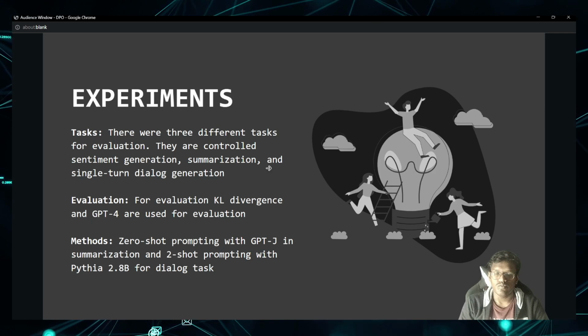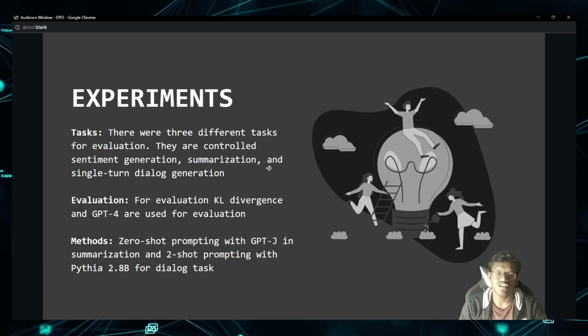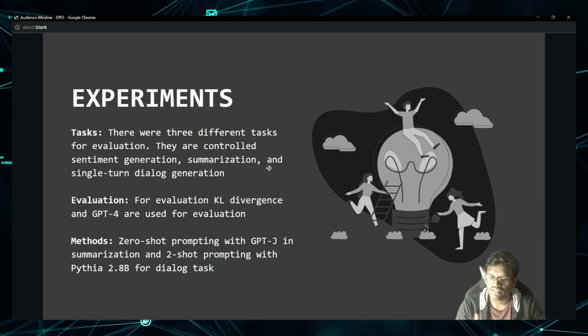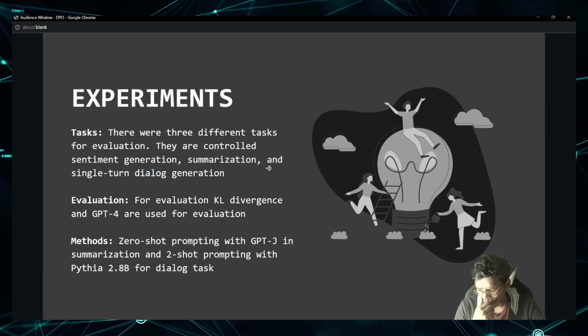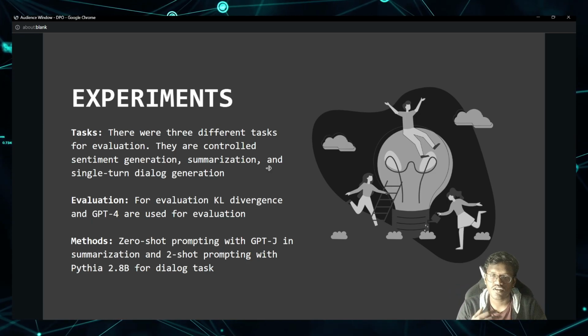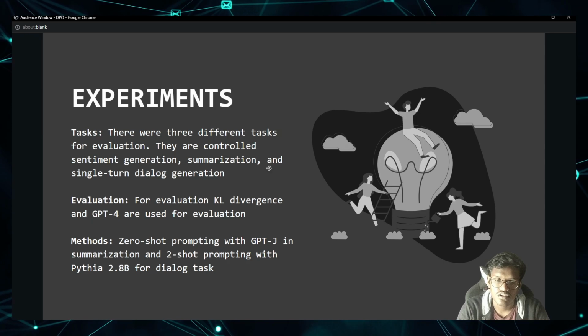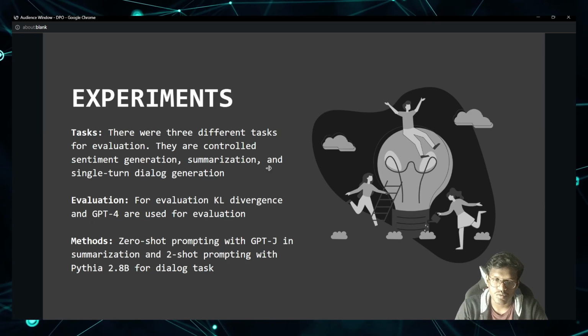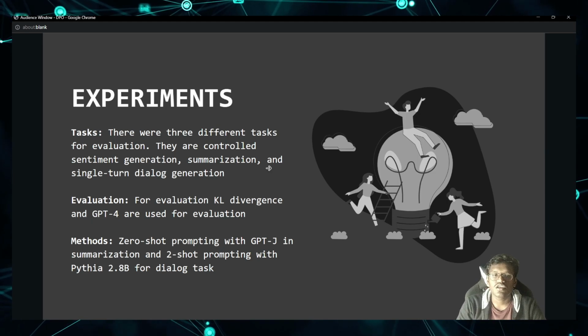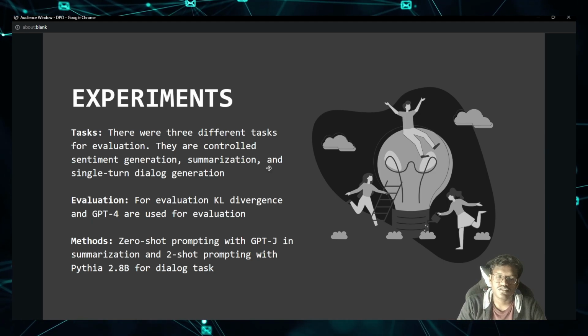Okay, here the model is meant to generate a movie review. Given a movie prefix like "the movie was", it should generate a movie review which is positive in nature. Again, to check if it is positive or not, we'll be using a pre-trained model for evaluation. So this is controlled sentiment generation.